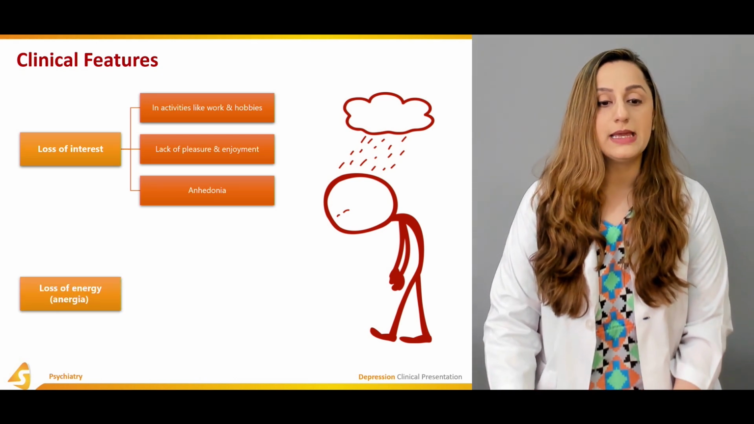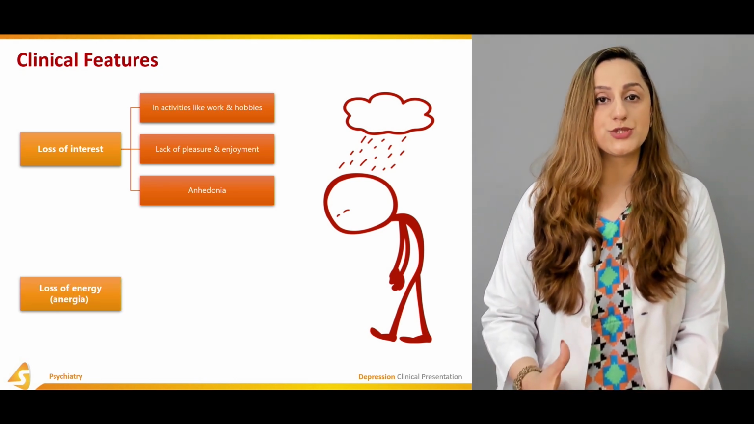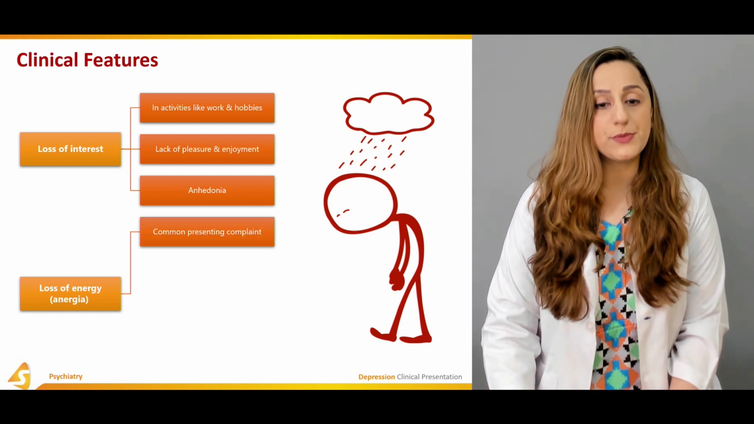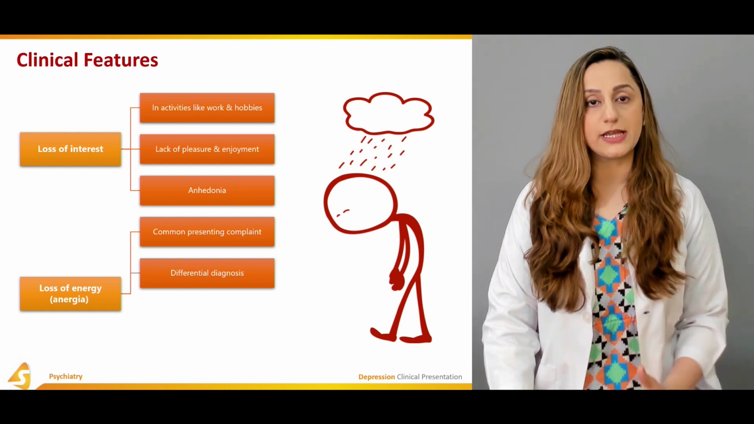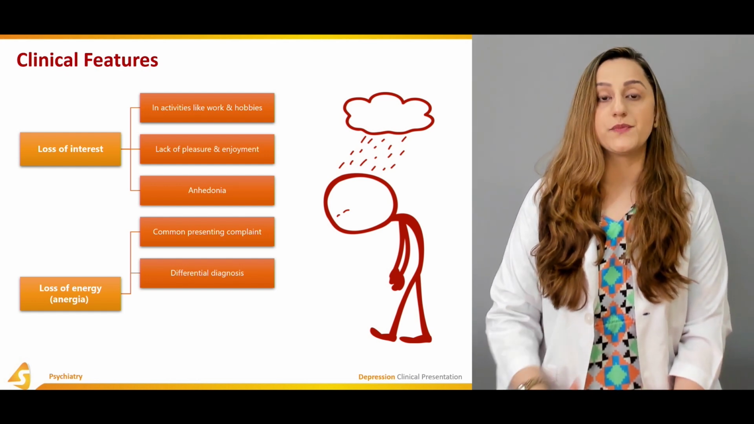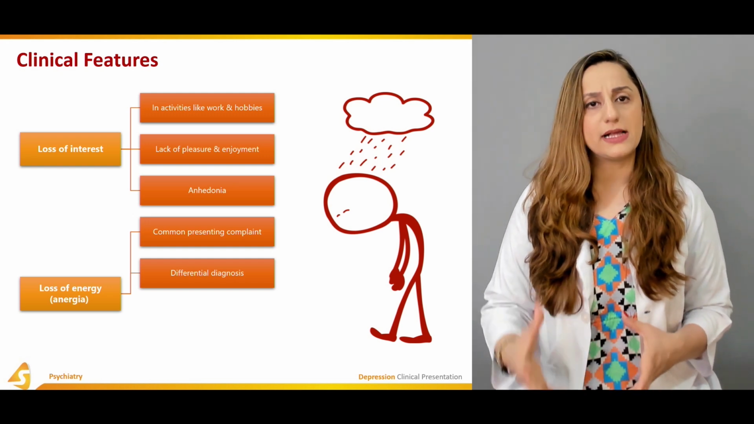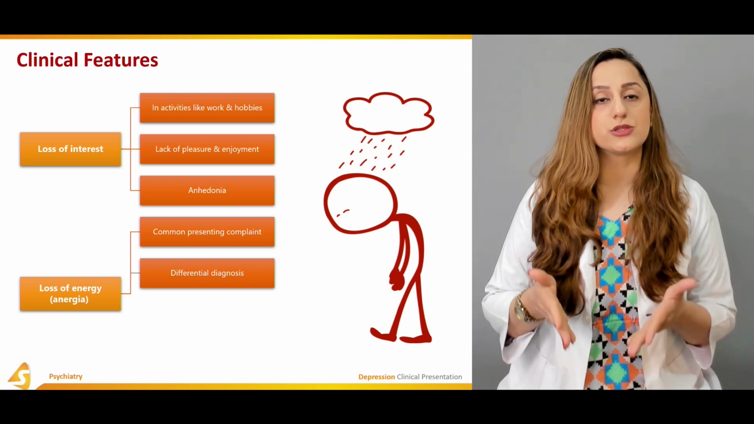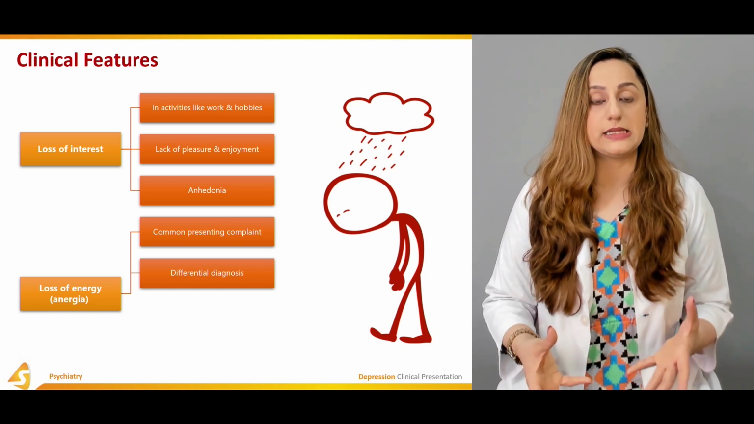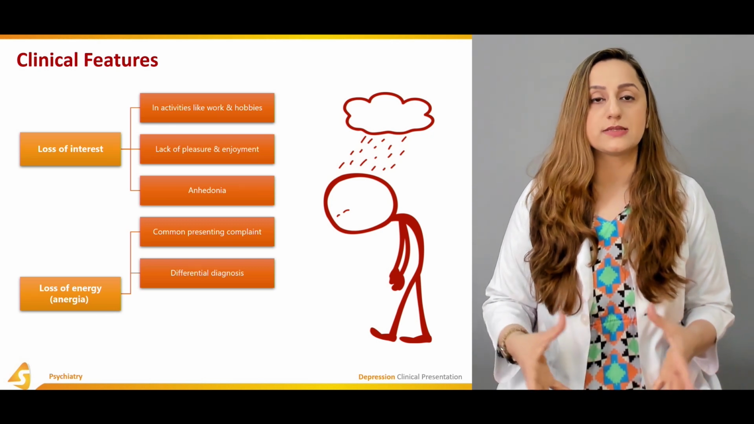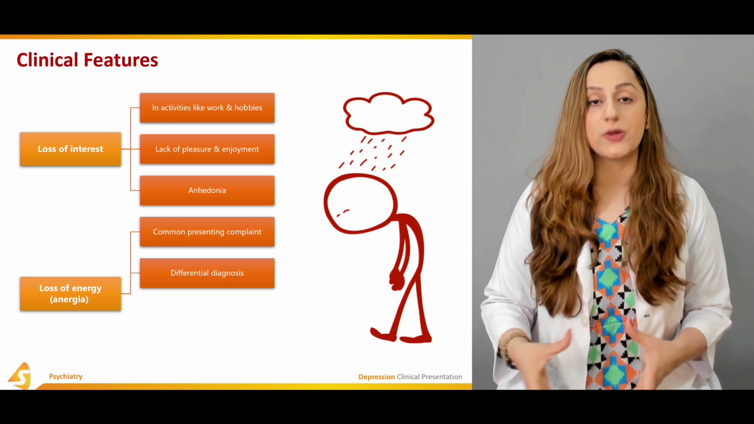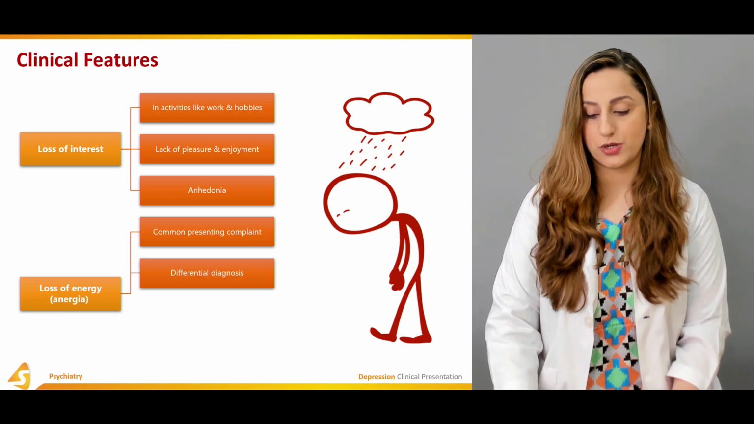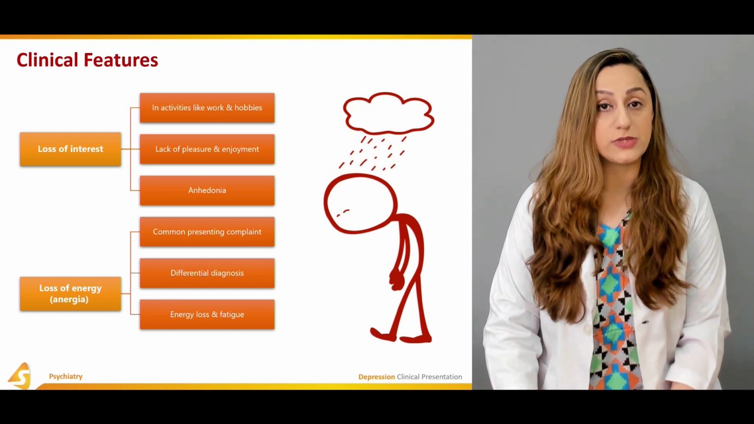Then in a depressed individual, we also come across anergia, or the loss of energy. It is a common presenting complaint, and a differential diagnosis can be given to this loss of energy. Obviously, there can be a lot of myalgias or physical disorders that can also present with loss of energy. The person would feel sick and would make excuses of not doing work or not performing well due to the lack of energy, although no physical ailment would be found in such an individual.